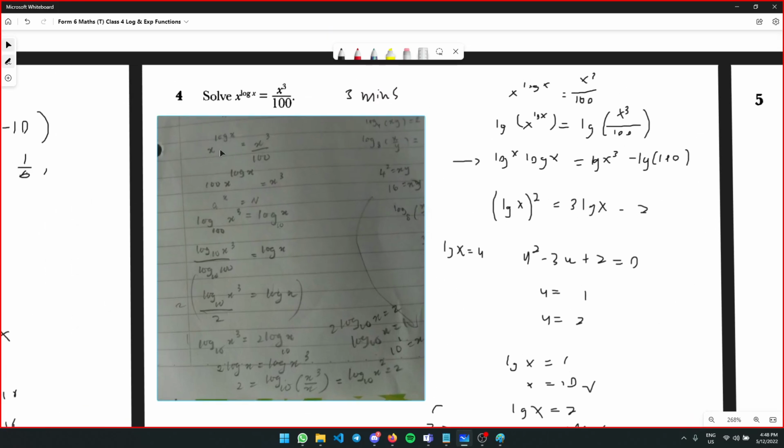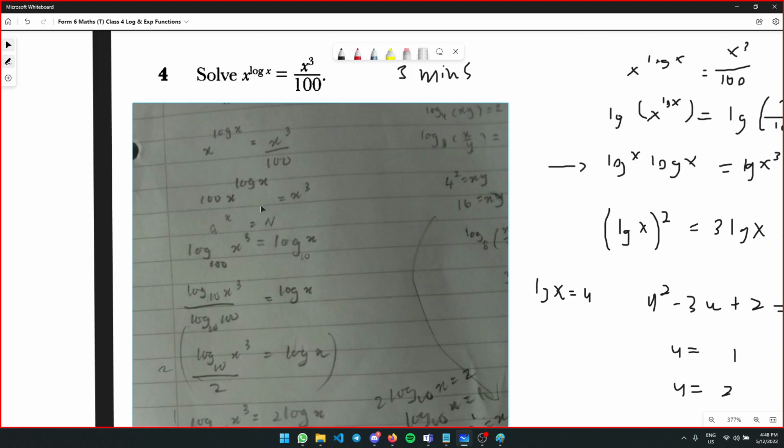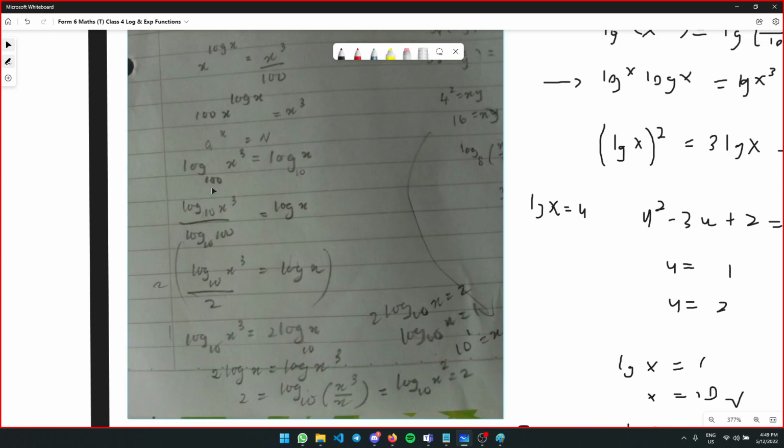Okay, let's see from the start of your working. Say x^(log x), then you say 100. x^(log x) equals 3. Then you say a^x equals n. Log base 100 equals log base 10 of x. Let's see. Base 100. So the a is 100.